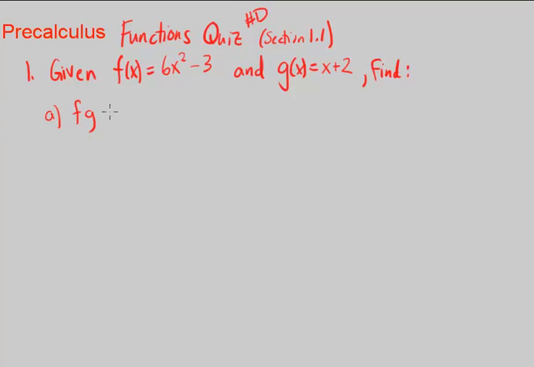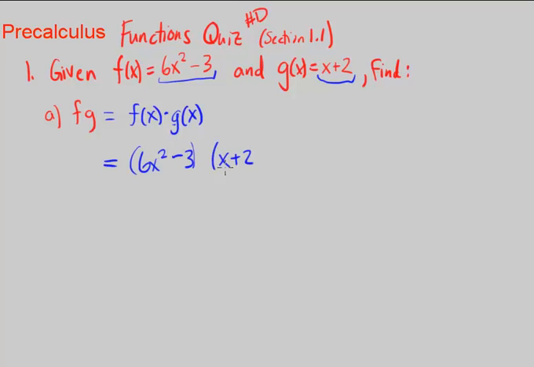Remember our operations with functions. This just means the function f times the function g. These are equivalent. Now we can substitute in functions f and g in their places. So we have 6x squared minus 3 and x plus 2. Remember, when we're multiplying these, we're multiplying the whole things, not just the 3 and the x, so we need to put parentheses around the functions.